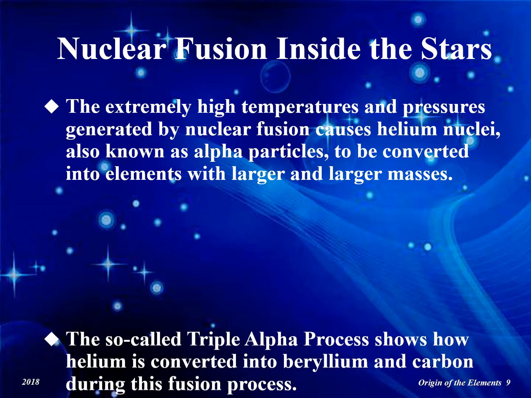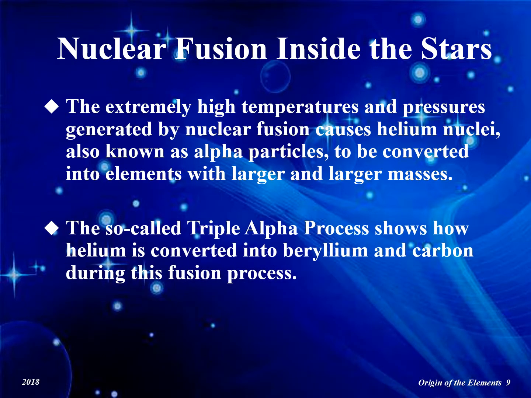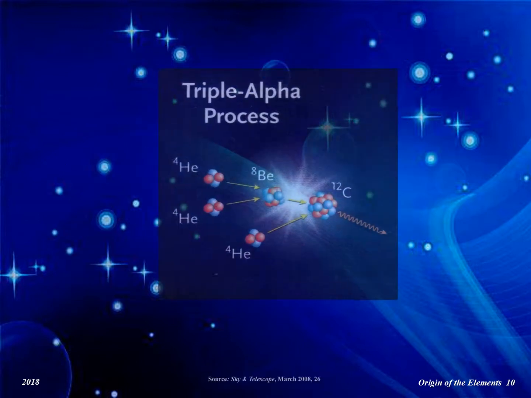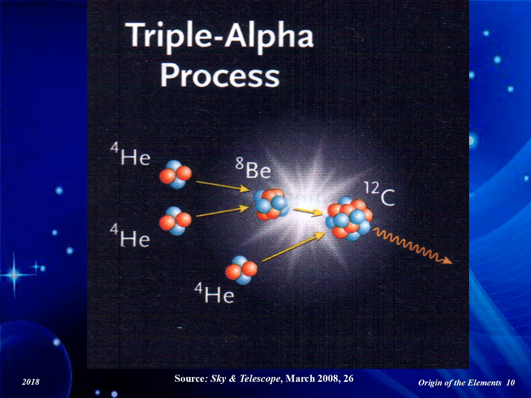This results in the so-called triple alpha process, which enables helium to be converted into beryllium and carbon during nuclear fusion. This diagram shows the triple alpha process. In this process, 2 atoms of helium fuse to form beryllium. Then, 1 atom of helium fuses with 1 atom of beryllium to form the element carbon.